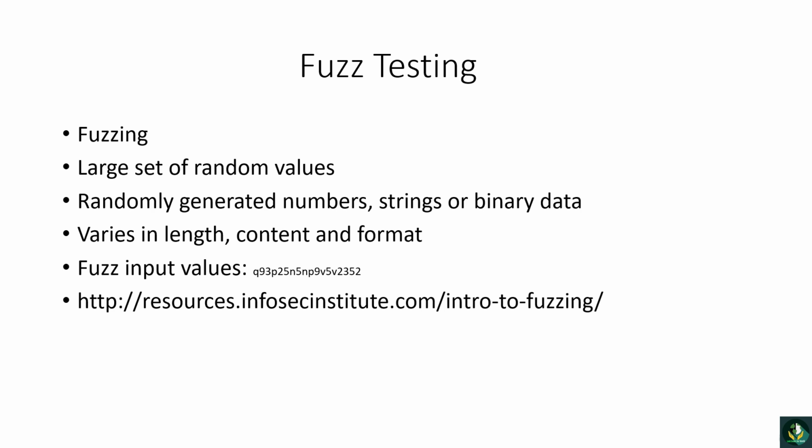fuzz testing, also called fuzzing, used when the set of possible input data is just too large to fully or reliably test. Using a minimal set of data, a very large set of random data values can be automatically generated and used as input values. The fuzz can be random numbers, strings, or any binary data that vary in length, content, and format.